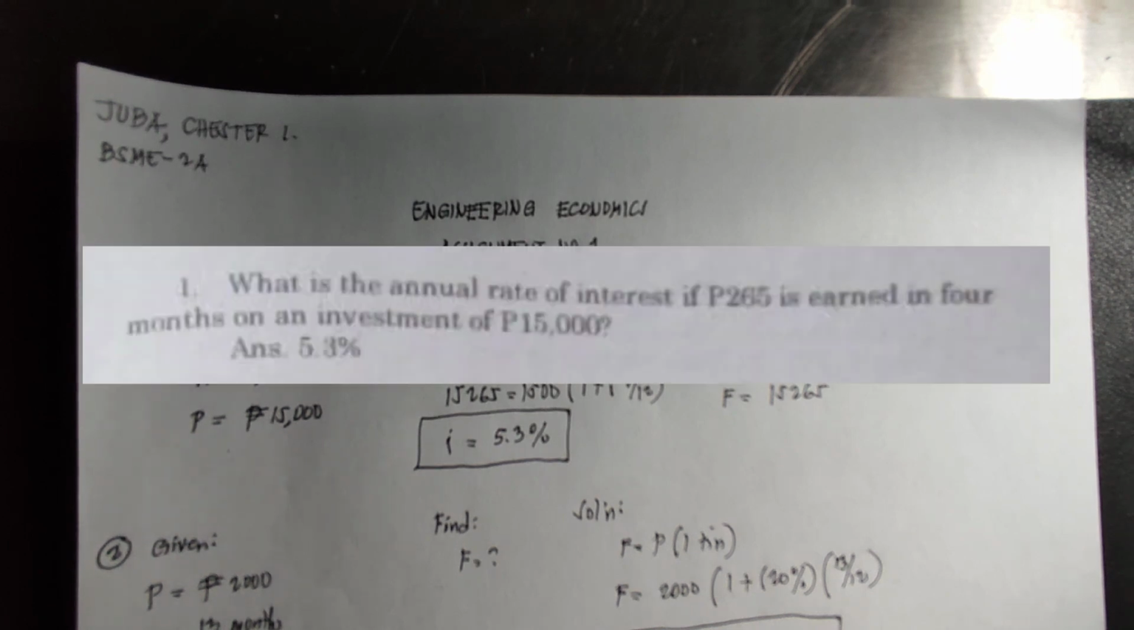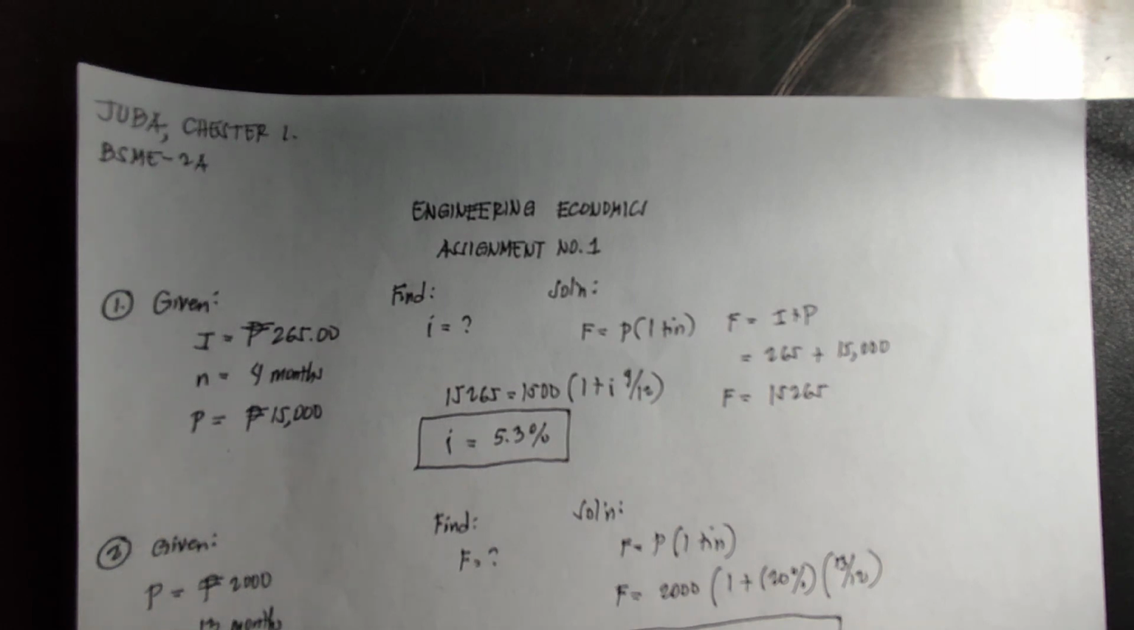Number 1, what is the annual rate of interest if 265 pesos is earned in 4 months on an investment of 15,000 pesos? So the given is the interest is equal to 265 pesos, then n is equal to 4 months, then our principal is equal to 15,000 pesos. So we are tasked to find the interest rate or the rate of interest.